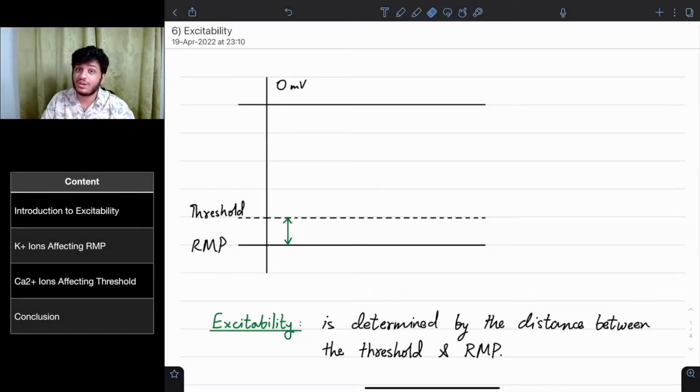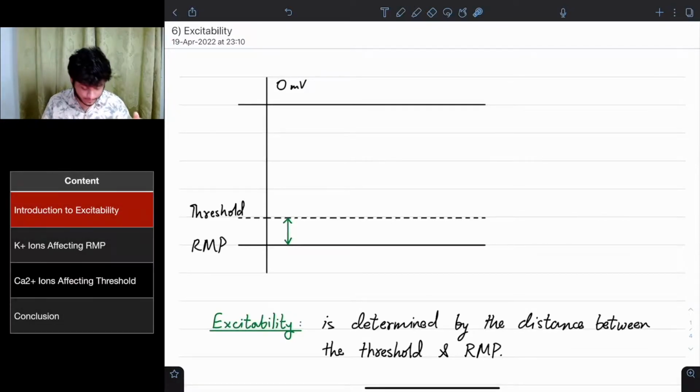Welcome to this lecture. In today's subscriber requested lecture, we're going to be doing excitability. So let's get started. Excitability is very easy to understand.